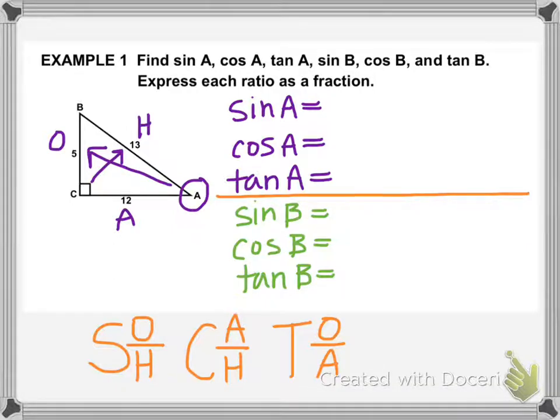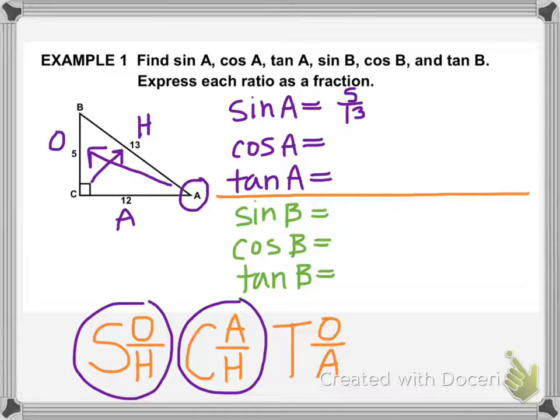All right, so here we go. Now we're actually using numbers for the O, A, and H. We've got 5, 12, and 13. So let's go ahead and start with sine. Sine is opposite over hypotenuse, or O over H. So we're going to do 5 over 13. Cosine. Cosine is A over H, or adjacent over hypotenuse. So we're going to do 12 over 13.